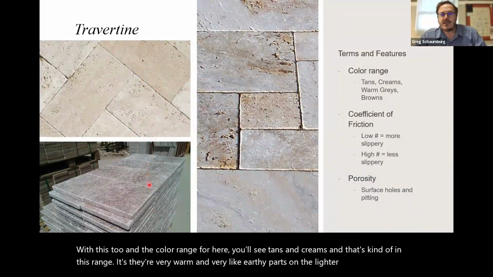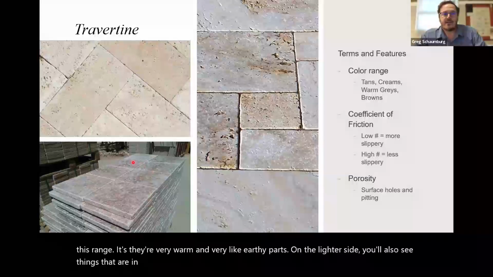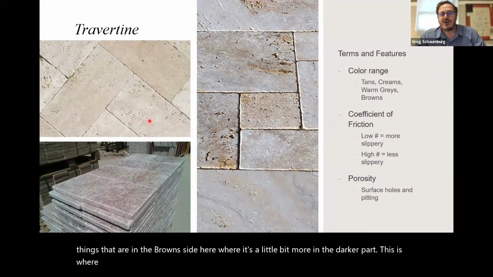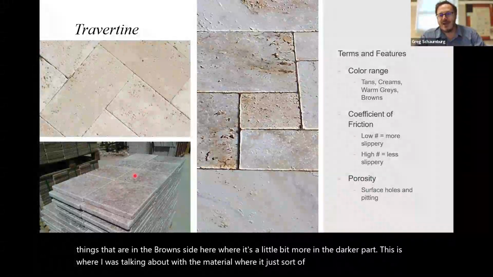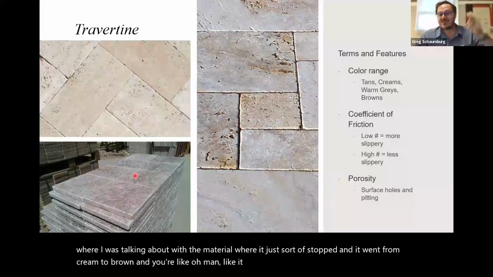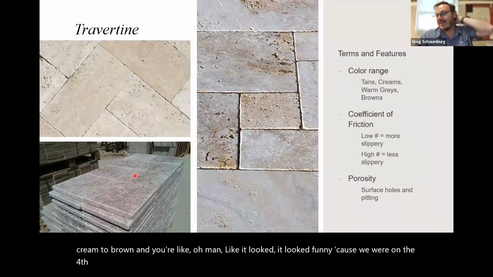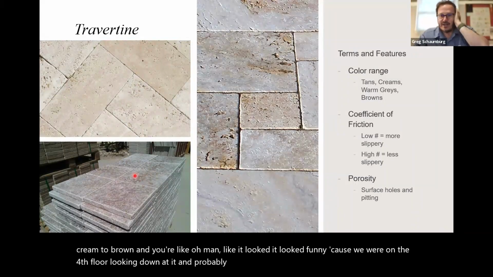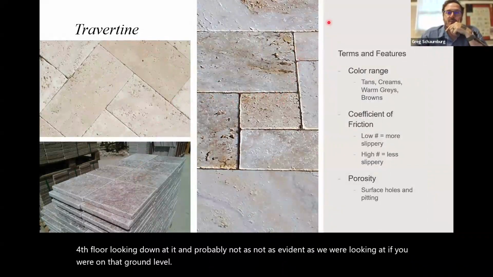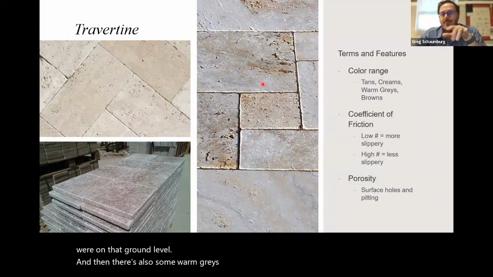You'll also see things on the browns side, where it's a little bit more on the darker part. This is where I was talking about the material, where it just sort of stopped and went from cream to brown. It looked funny because we were on the 4th floor looking down at it, and it's probably not as evident as if you were at ground level. And then there are also some warm grays and some colors that are a little bit more mottled in between.